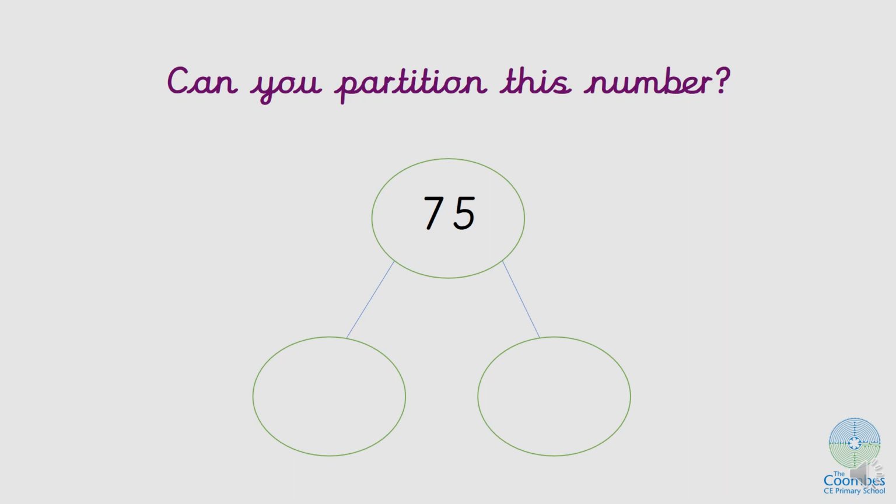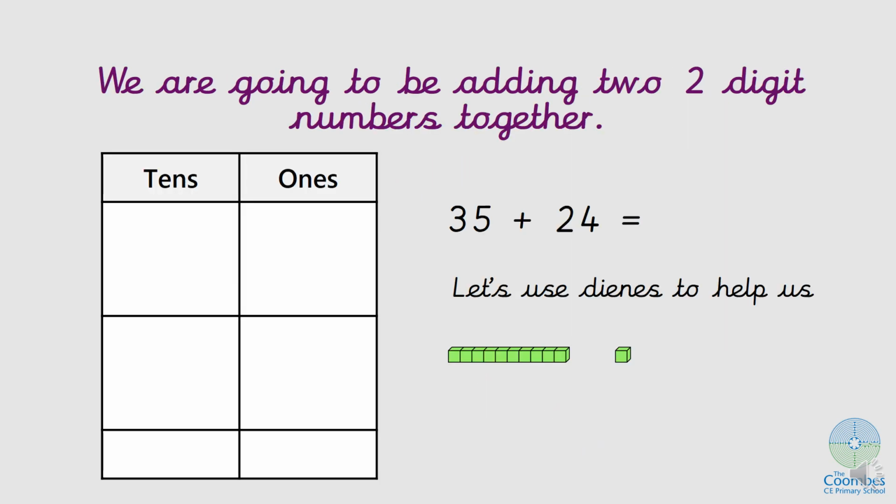Let's see if you've got it right. So 75 partitioned into tens and ones is 70 and 5. So 7 tens are 70, 5 ones are 5. Partition 75 is 70 and 5. Well done if you got that one right. So we are going to be adding two-digit numbers together and using our Deans to help us.